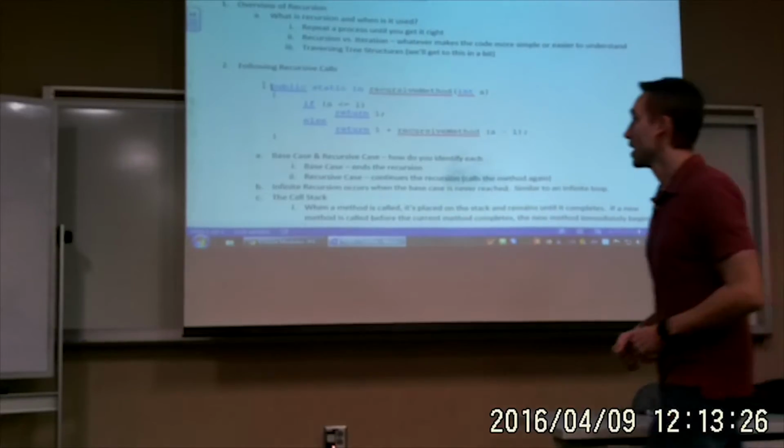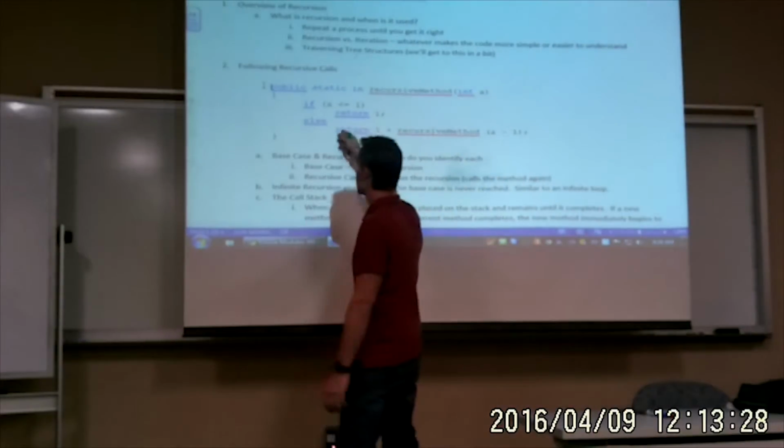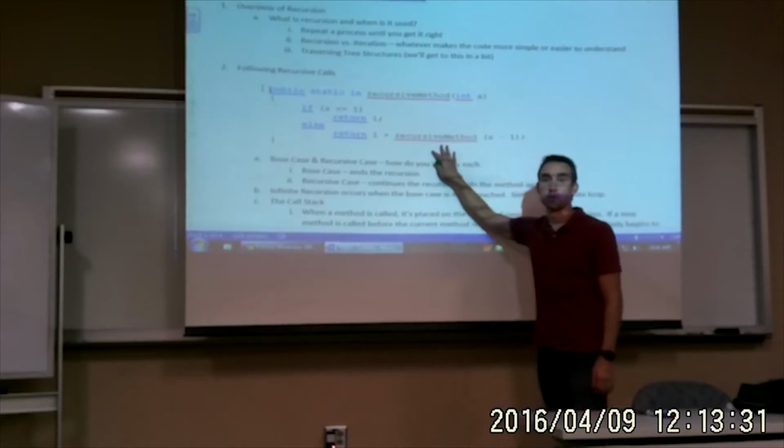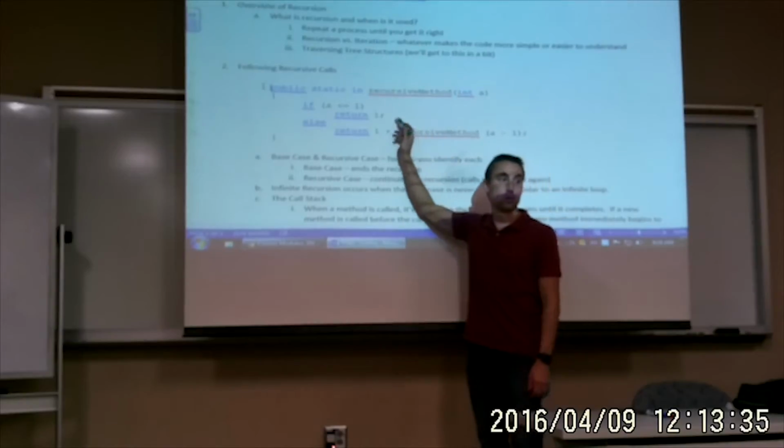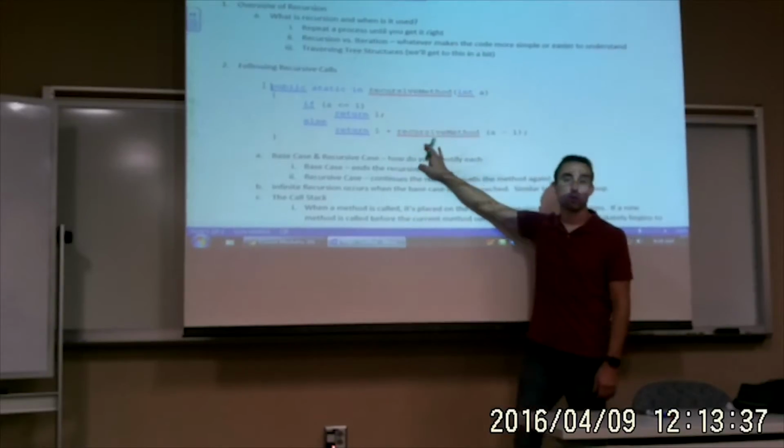The other part is the recursive case. This is the part that actually has the recursive call in it. There will always be both. There will always be a base case and there will always be a recursive case.